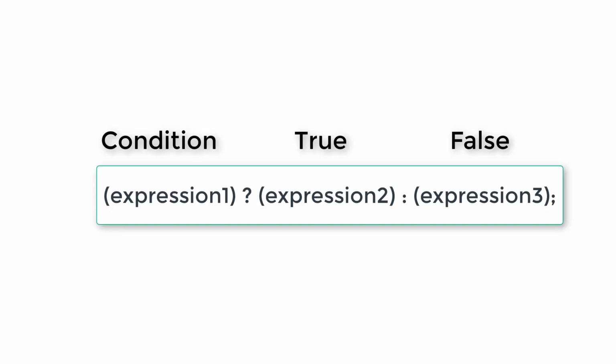Ternary operator, first expression is the condition. If this expression 1 condition is true, then expression 2 will get executed. If the expression 1 condition is false, then expression 3 gets executed.